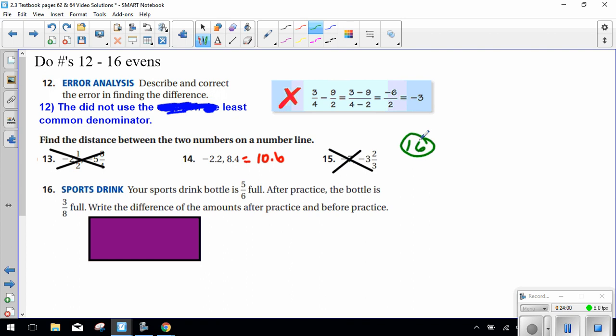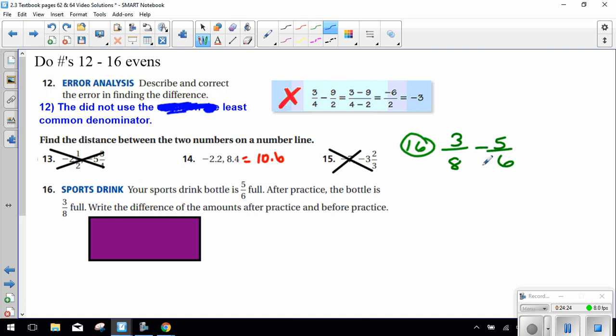Okay, for number 16, your sports drink bottle is 5/6 full. After practice, the bottle is 3/8 full. Write the difference of the amounts after practice and before practice. So write the difference of amounts. What we're going to do is take our ending amount and subtract our starting amount, and that'll give us the difference between the two.